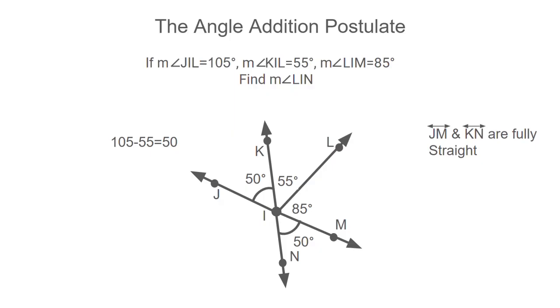Now that the angle we are solving for is in sight, we can finish the problem by adding the measures of angles NIM and MIL to find LIN, which gets us 50 plus 85, which is 135 degrees. Hopefully the cycle of checking if you can use your different tools is more clear now, because next we're going to mix in some algebra.